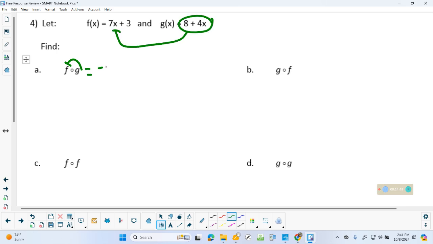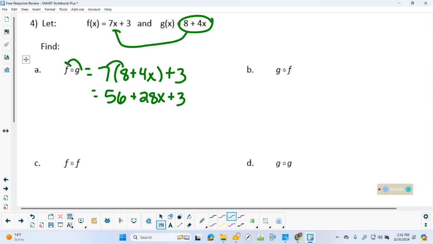So you are replacing the x, the input, with 8 plus 4x. And then, of course, we're going to add 3. Well, that's not so bad. We can distribute. I don't like terms. This won't be a big deal. Let's just multiply it. 7 times 8, 7 times 4. And then of course I'm just going to total up my 56 and 3. That wasn't bad at all. Okay. Any questions on that guy?